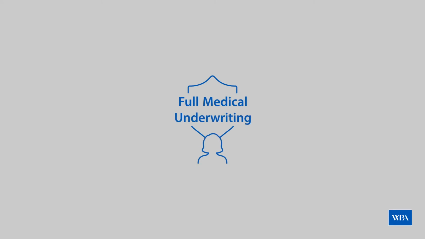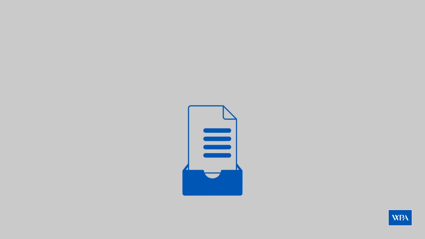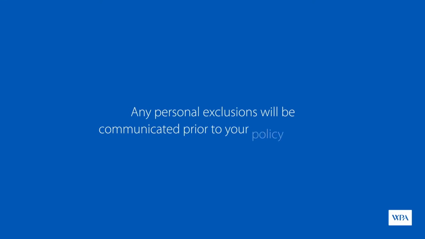Let's take another look at our newest member. Hannah decided to join WPA on a fully underwritten basis. On her application, she declared that she'd been suffering from back pain. This information was submitted to our medical underwriting team for review to decide whether a personal exclusion for back pain would be necessary. Any personal exclusions will be communicated prior to your policy starting.